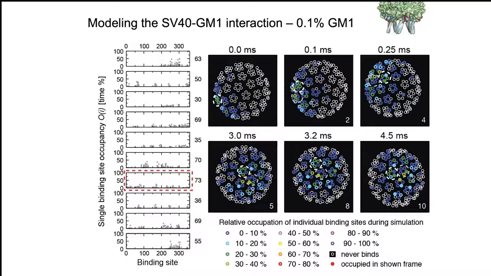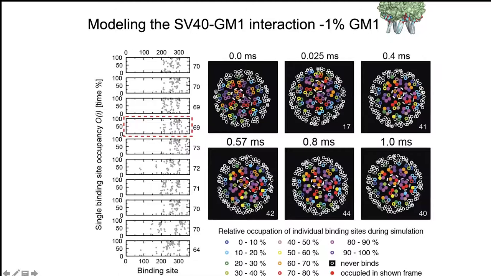At higher concentrations, on the other side, you can see here, it touches down. It immediately makes, with several pentamers, a lot of connections. You can see 17 receptors bound here, and quickly it's 40 of them. So you can see that now the virus just drops down and just stays immediately put.